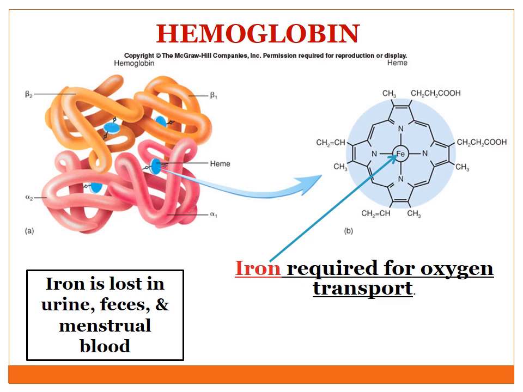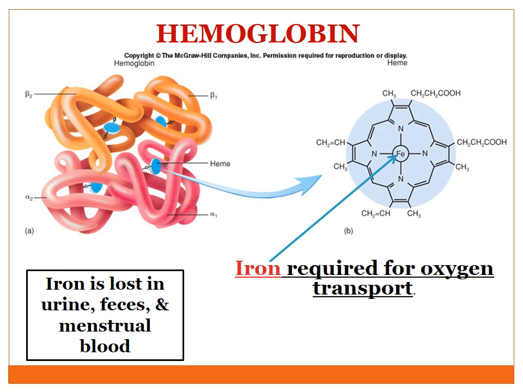Most of the iron that's in these heme structures is recycled. So when red blood cells are broken down to create new red blood cells, that iron will be recycled for the most part to go into the formation of the new red blood cells. However, we do lose a little bit of iron each day. We lose a little bit in the urine and feces and in menstrual blood. So there has to be a replenishment of iron stores from our diet. So this is a concern.